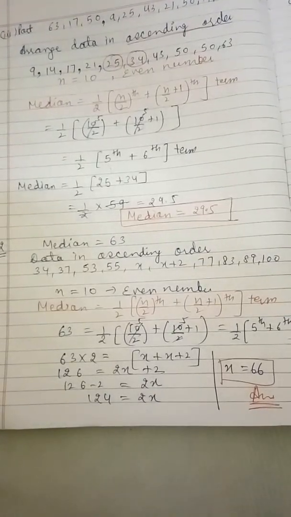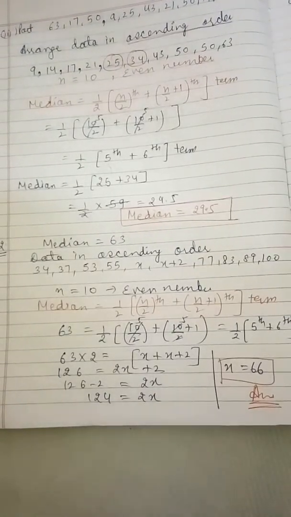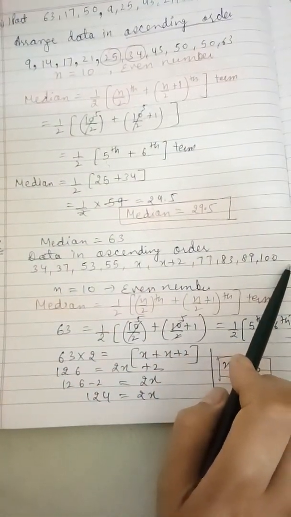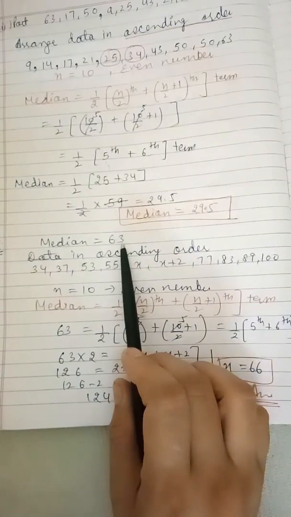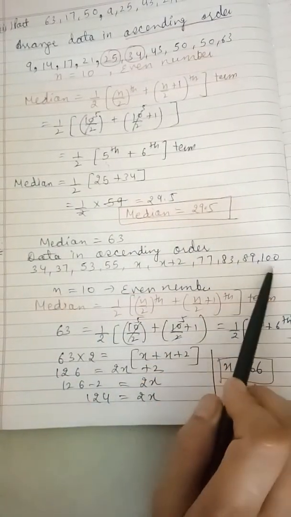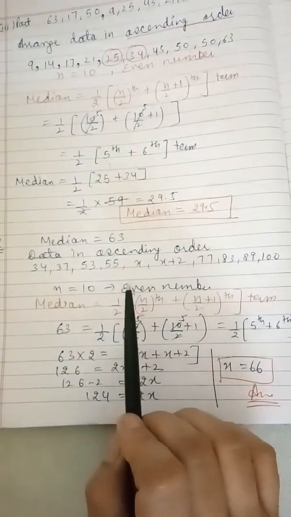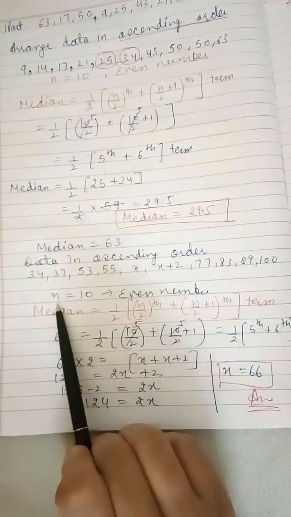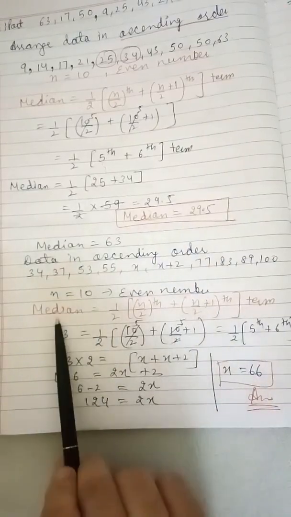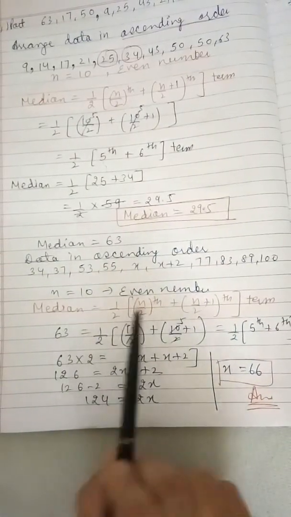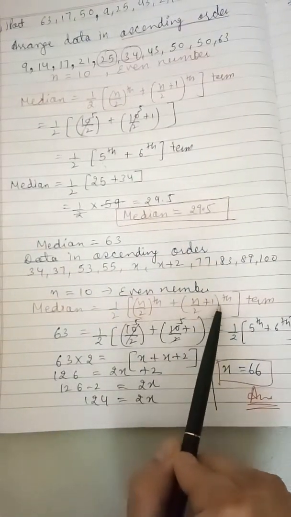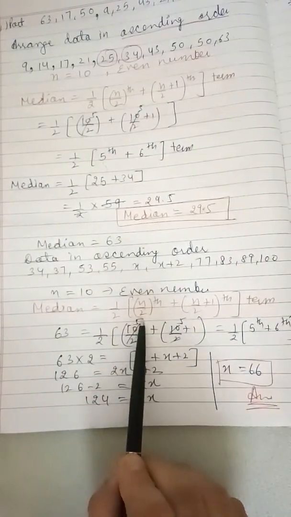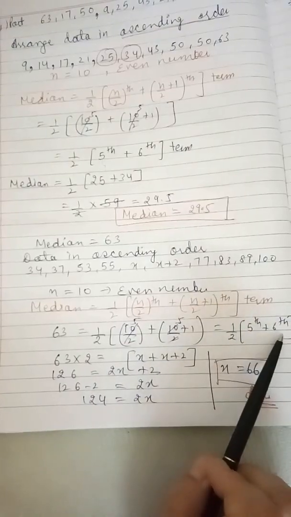The following data has been arranged in ascending order. It means this data is already arranged in ascending order, and the median is given as 63. We will count the number of observations, and they ask you to find the value of x. We have counted and here n is 10, which is an even number. We can apply the formula of median, half into n by 2th term plus n by 2 plus 1th term. N is 10. 10 by 2 is the 5th term. 10 by 2 plus 1 is the 6th term.